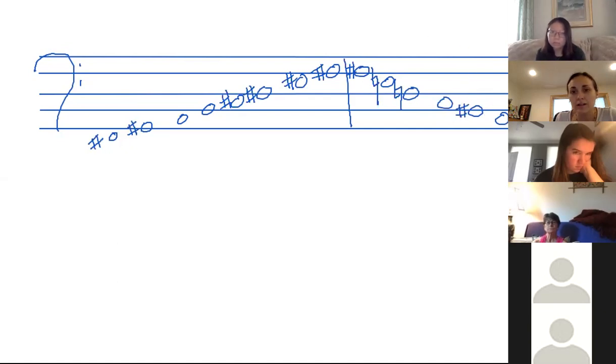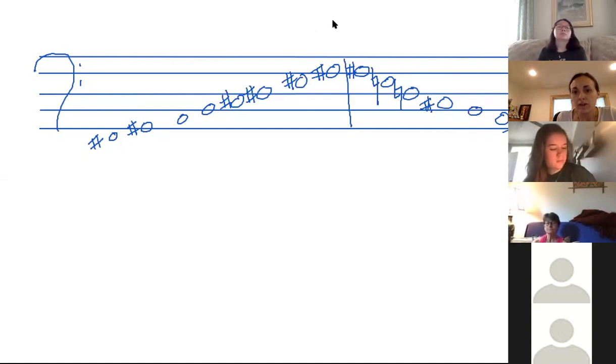I switched keys, or I switched clefs there. Hold on a second. Let me put that back. There we go. D, C sharp, sorry. B, A, G sharp, F sharp. All right. So there's our F sharp melodic minor, right?